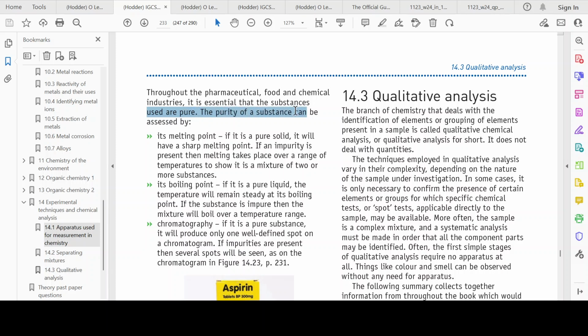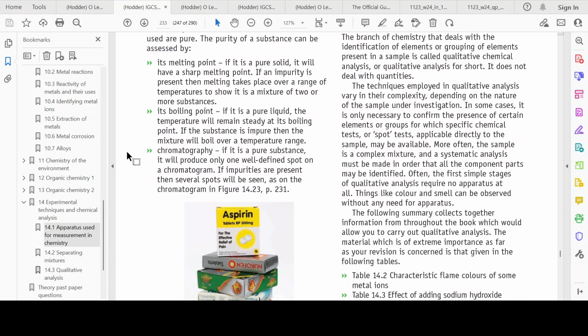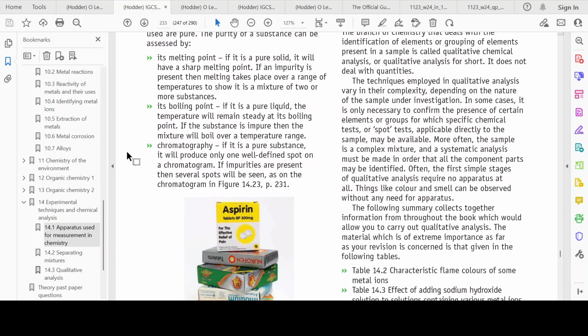The purity of a substance can be assessed by its melting point. If a solid is pure, it will have a sharp melting point, as we did in earlier chapters. If an impurity is present, then the melting takes place over a range of temperatures, and that means that at least one impurity is present. If there are more impurities present, then it will be all over the place.